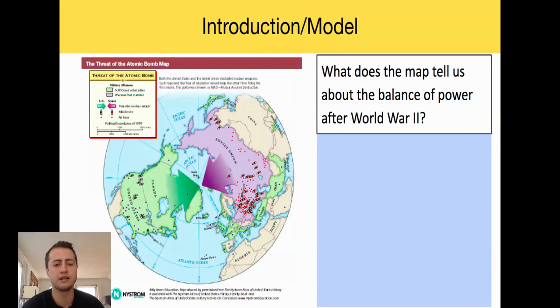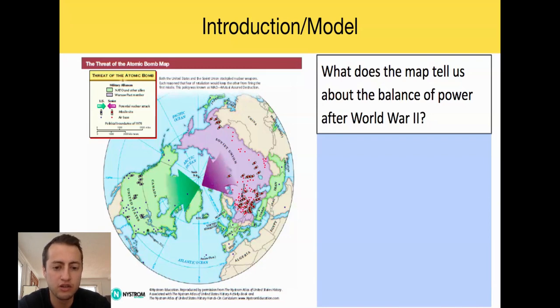It starts off with an examination of this map, which at first students are going to see and think it's very weird looking. It's sort of a bird's eye view of the globe, but it can give you a lot of information about the arms race during the Cold War. Some things students really should be able to point out is just how many weapons the Soviet Union had amassed and how many the United States had.